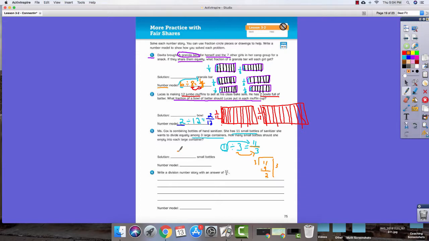So 3 and 2/3 small bottles she could put into one large container. So we can report my remainder as a fraction. I have 3 and 2/3. So my number model again could be 11 divided by 3, and that equals 11 thirds, or we know I can make 3 wholes and have 2/3 of another one. Okay, so that's one way to think about the relationship between fractions and division when dealing with some word problems like this, especially if our answer is between numbers 1 or 2 and we end up getting a fractional answer. Okay.